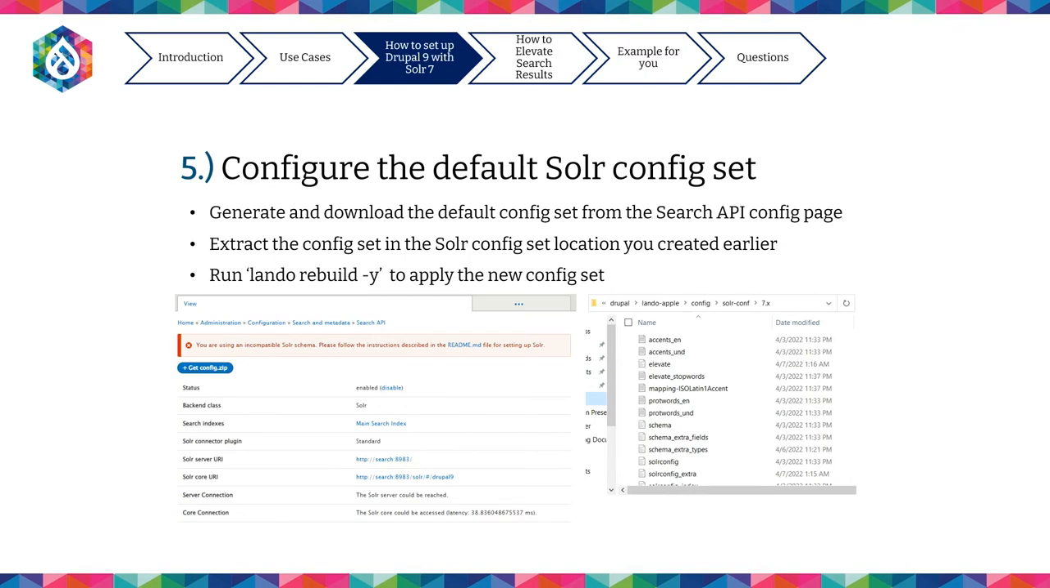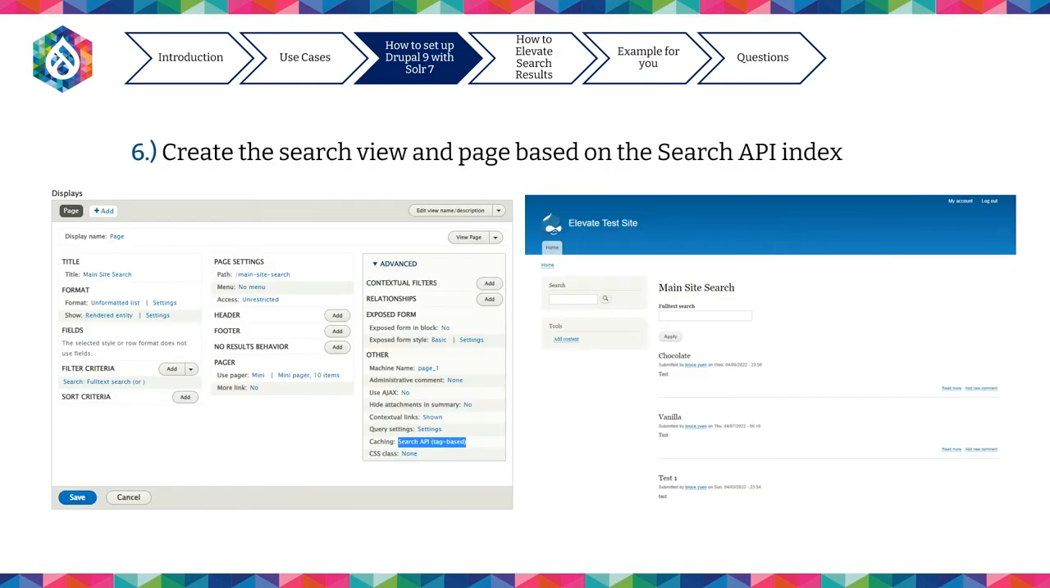Okay. And lastly, we create a search page. And I'm trying to keep it simple for this presentation. So you'll see a bare bones Bartik theme search page. And to your left is the typical view setup. What I don't show here, before you see this, the image to your left, is you have to select the data source of your search page, which in my case was the Search API index that I created. And then you'll see the search page where you can alter it.